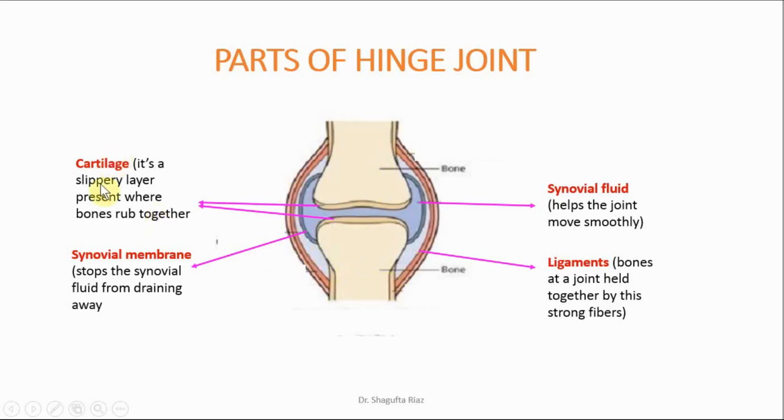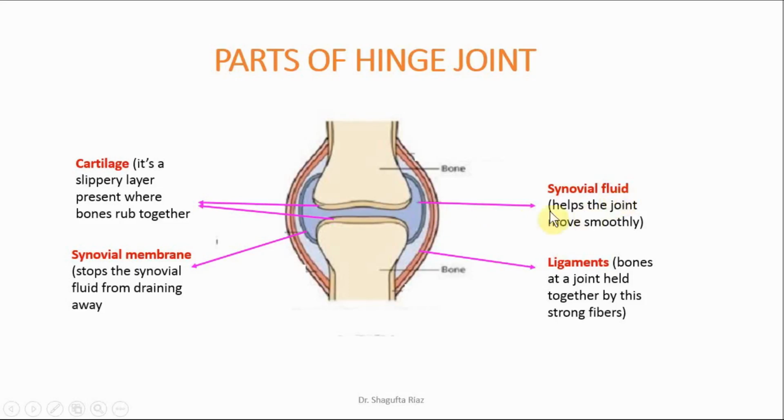Then cartilage. The presence of cartilage, which is the slippery layer present right here on this bone and on this bone as well. These two cartilages are present wherever the bones are meeting at a joint. There will always be cartilage to support them so that when the bones rub together, they don't get damaged, right?